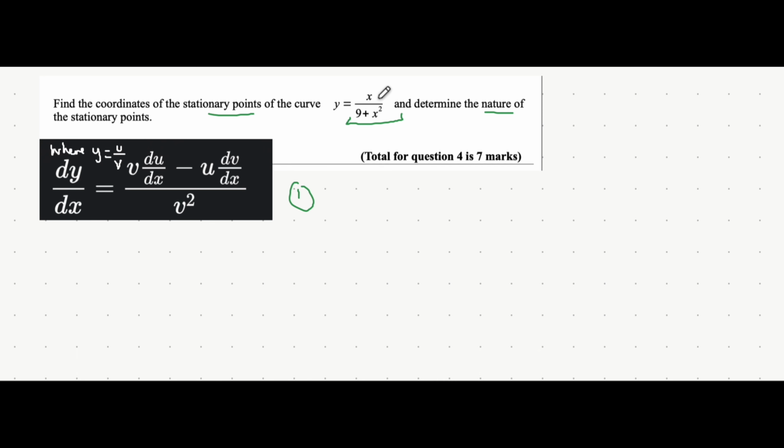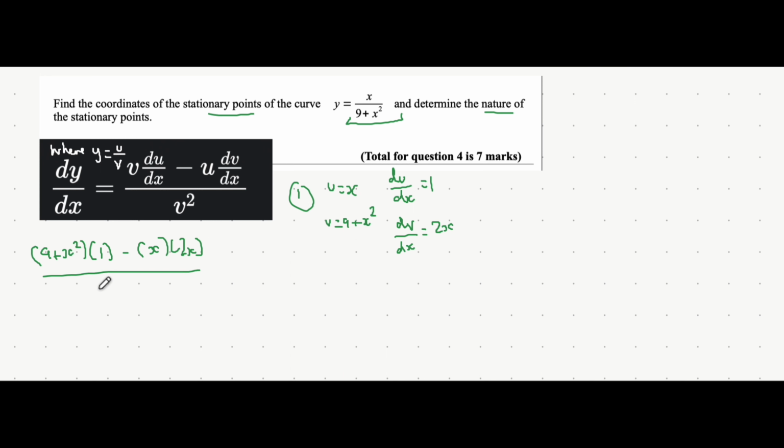So when a function is written in terms of u over v, where it's one function divided by the other, you call the top function u and the bottom one v. Before we can do the rest of this question, we need du dx and dv dx. So let's find that. We differentiate u with respect to x, which will get you 1. We differentiate v with respect to x, and that will get you 2x. From there, you can pretty much just plug it into this equation. So we have v, which is 9 plus x squared, multiplied by du dx, which is 1, take away u, which is x, multiplied by dv dx, which is 2x, all divided by v squared. Now v squared is just 9 plus x squared, all squared.